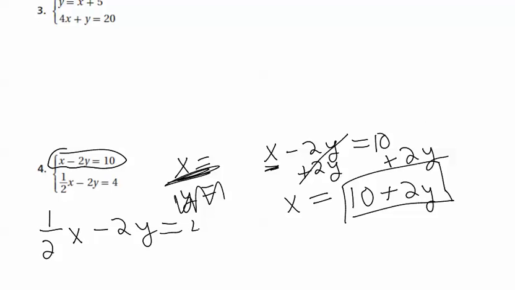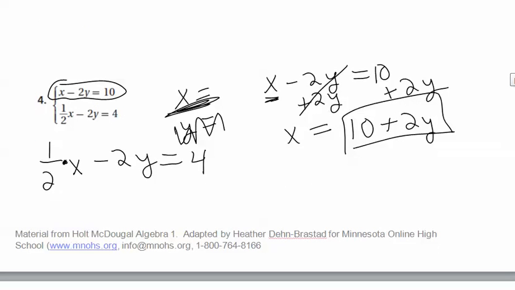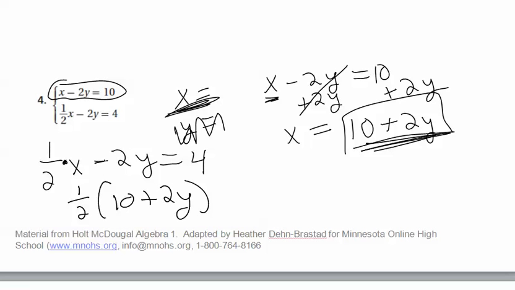it says 1/2 times x minus 2y equals 4. Well, I know what x is. x is equal to 10 plus 2y, so instead of x, I'm going to write 10 plus 2y. I still have to write the rest of this equation, minus 2y equals 4. And then it says 1/2 times 10 plus 2y.